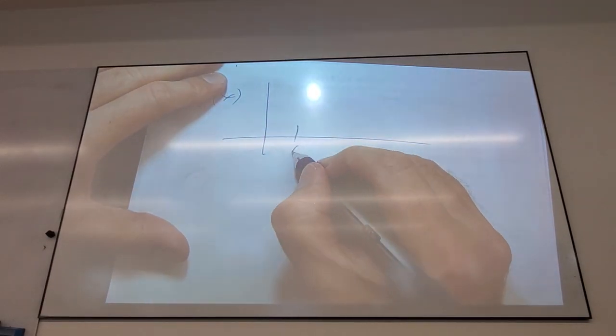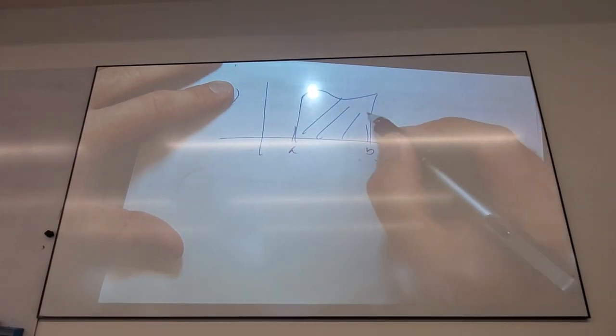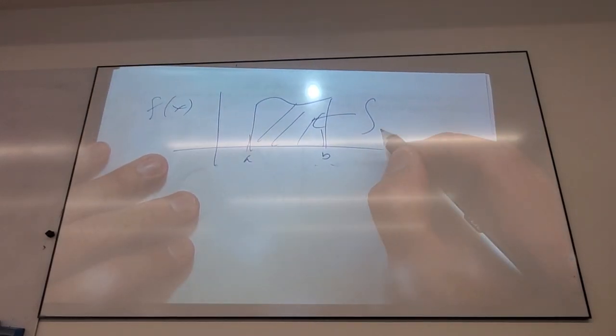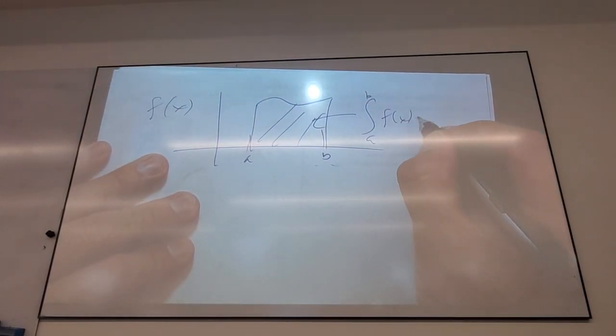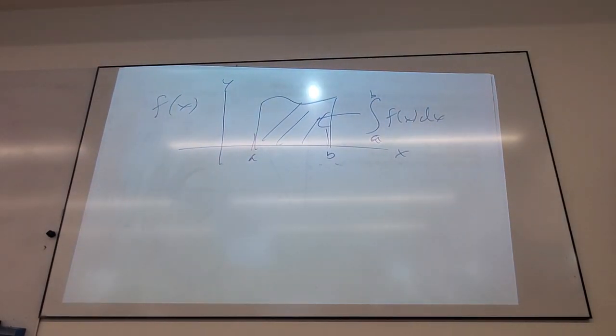So far, what we've done is I've got an f of x, I've got an a, I've got a b. This would be the integral from a to b, f of x dx, yes? Because of the x-axis and the y-axis. That's the basic definition of that symbol. It's the area under the curve.